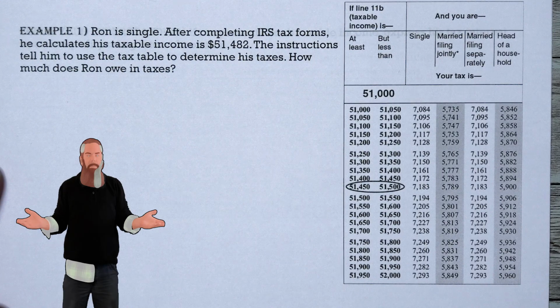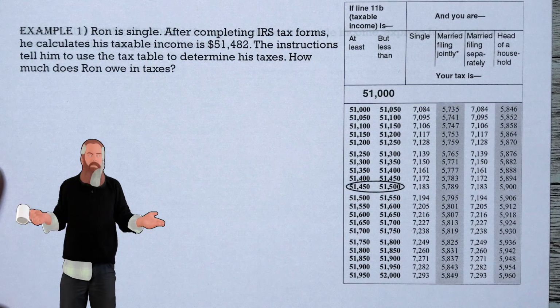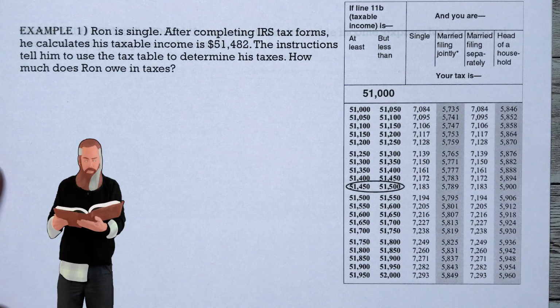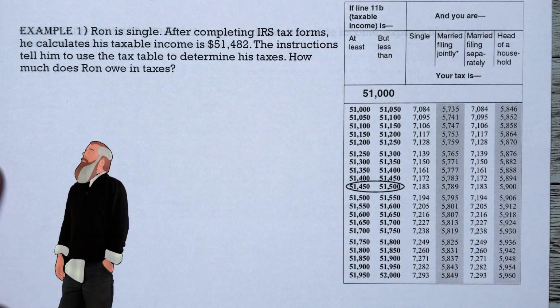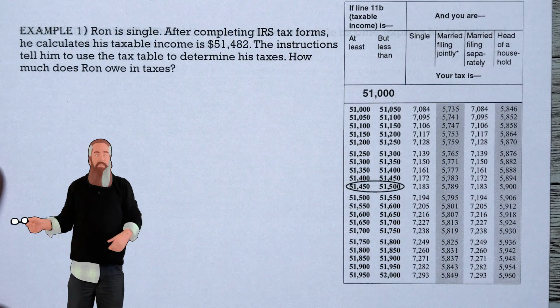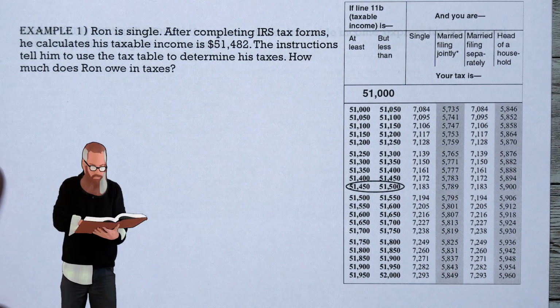Tax tables list the tax for an income interval. Examine the portion of the tax table as shown to the right. Notice that the heading of the two columns reads at least and but less than. The first row is used by taxpayers whose taxable income is at least $51,000, but less than $51,050.